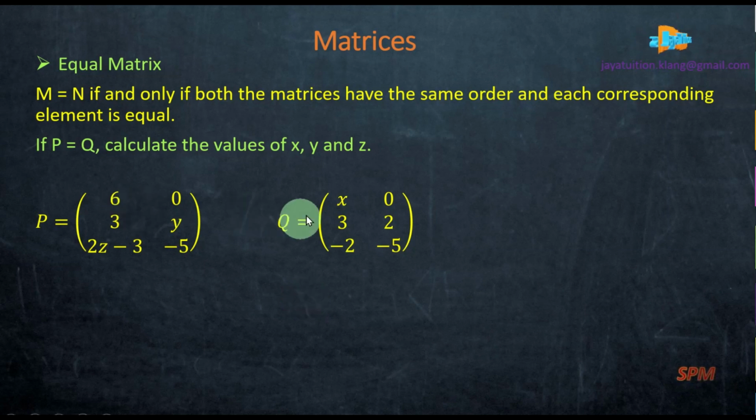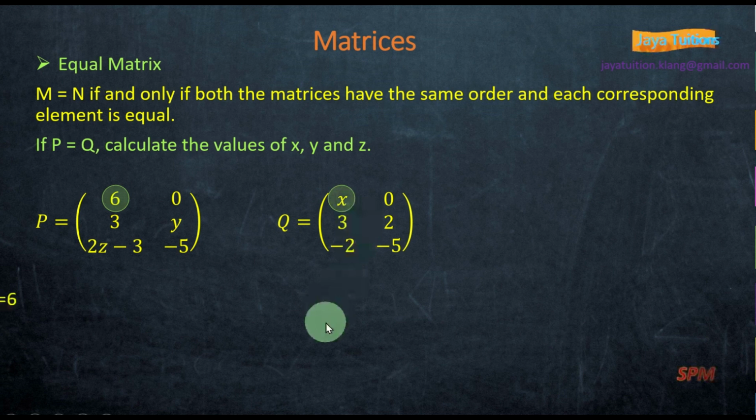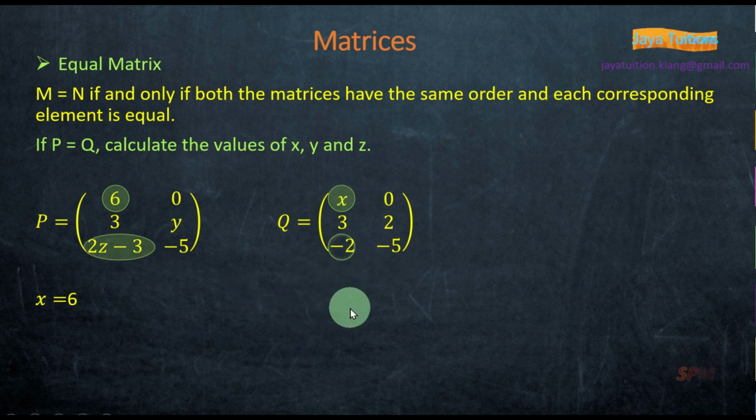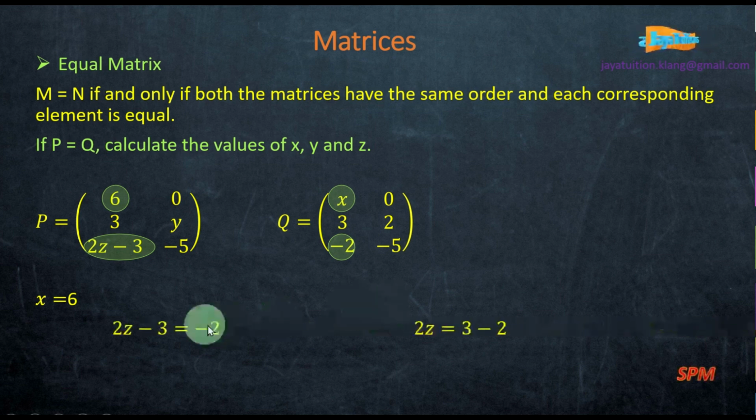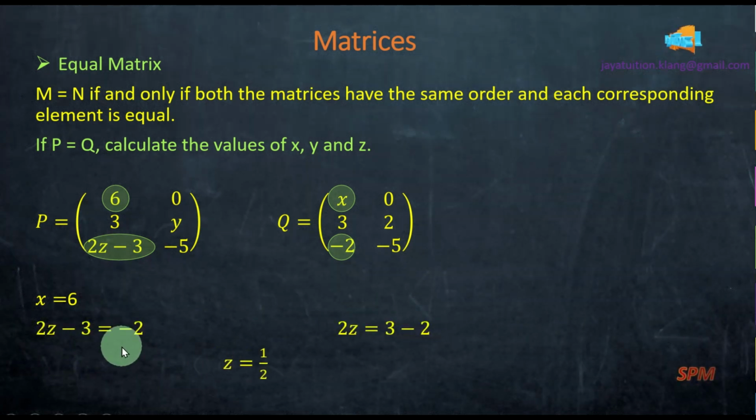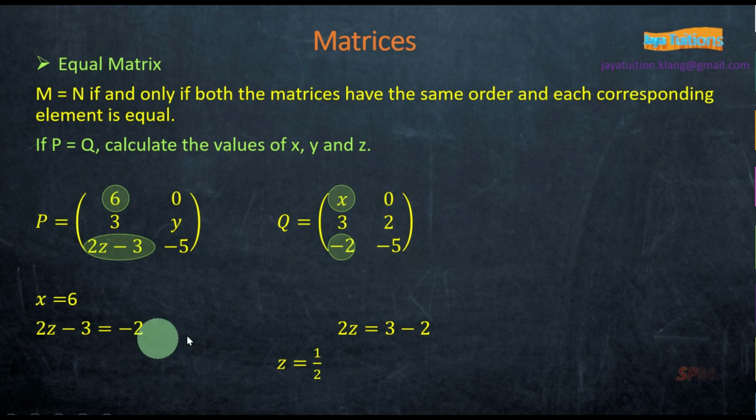See over here, 6 and x both should be equal. So if you look at 6 and this x, both are equal. So x will become equal to 6. Secondly, 2z minus 3 should be equal to negative 2. And if you equate it, you get 2z minus 3 is equal to negative 2. Further to that, y is equal to 3. So the answers will be: x equals 6, z equals 1 by 2, and directly y equals 3.